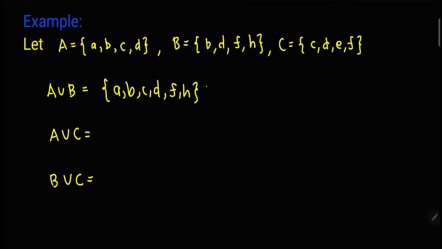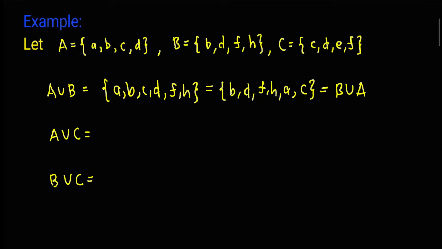Observe that this is the same if you get the elements of B first. Let's say the elements of B are B, D, F, and H. And then you combine it with the elements of A, which is A, B, but B is already here. So A, B, C, and D. Take note that in the set, the ordering of the elements in the list does not matter. So for as long as they have the same elements, then the sets are equal.